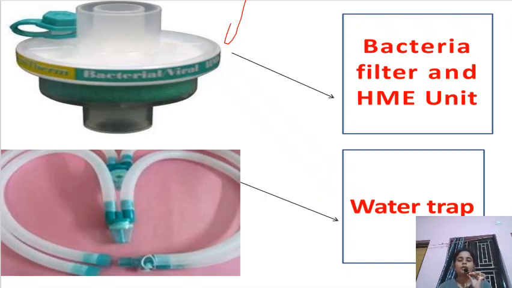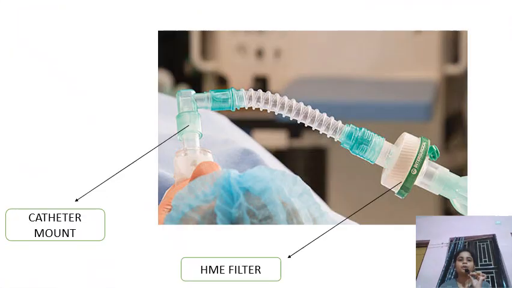This is the ventilatory circuit. In some ventilatory circuits, this water trap might be there. The water vapor might get collected here in this water trap, which can later be discarded. It is not present in all ventilators; in some ventilators it might be there.